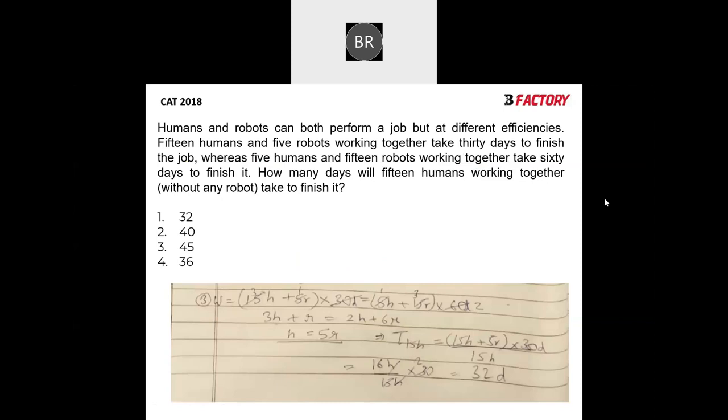Look at this. I can take total work as per the question. Maine kya raha question mein likha hai, right? 15 humans and 5 robots in 30 days. And the same work can be written as 5 humans plus 15 robots in 60 days. If you solve this, no, tum cut cut karo, you will get human is equal to 5 times robot. Samjhe? Now question is asking 15 humans kitna din mein karega.